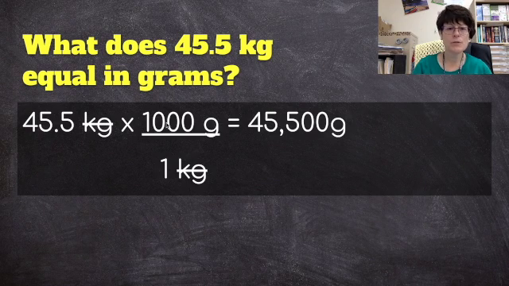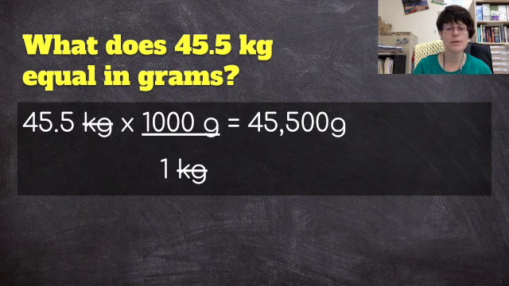All the numbers on the top, I multiply together. There's a 1 on the bottom, so I don't even really have to divide. So 45.5 times 1,000 is 45,500 grams. So I have my answer. So this is a really simple problem because there is only one conversion factor here. Okay, so that is the simplest kind of problem you're going to have.